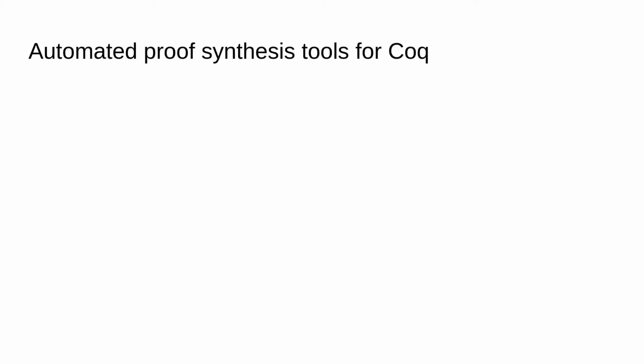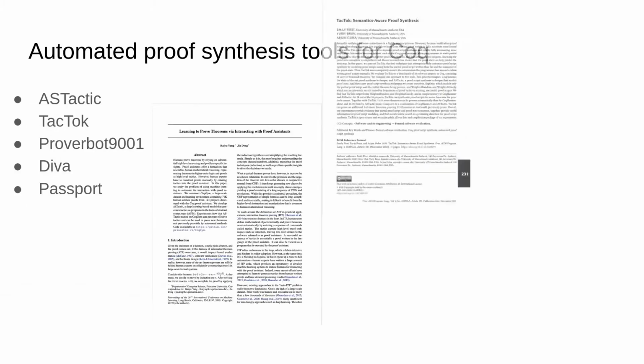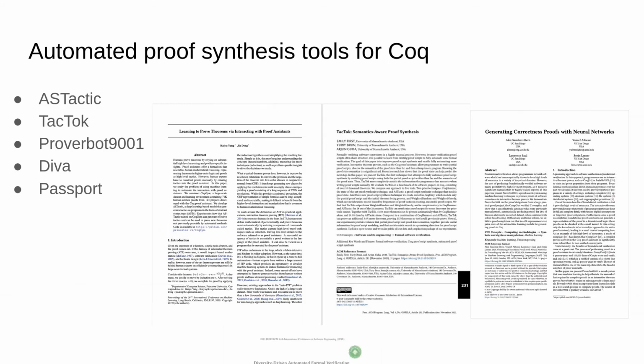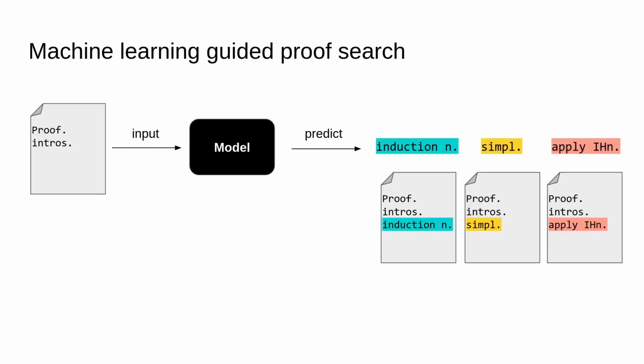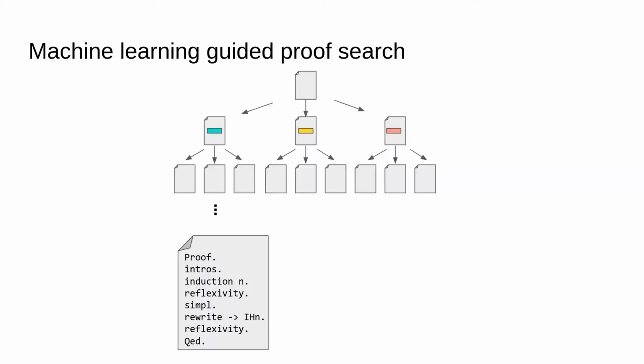Recently, several tools have emerged that can automate proof generation in Coq. ASTactic, TacTok, Proverbot9001, Diva, and Passport are among these. These tools use machine learning to train a model on a corpus of proof scripts to perform next tactic prediction. These tools then use the model to guide the search through the space of possible proofs until one is found, or a tool-specific limit is exhausted.